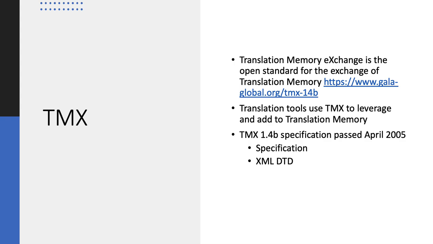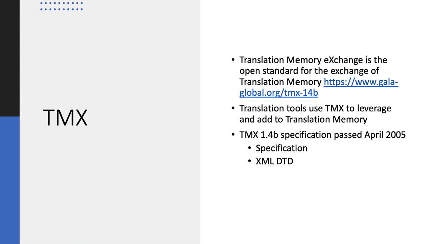Translation Memory eXchange (TMX) is an open standard for the exchange of translation memory. It's available at that GALA website there, TMX 1.4b. Translation tools use TMX to leverage and add to translation memory. The TMX 1.4b specification passed a long time ago, April 2005. It has a specification and it has a DTD.